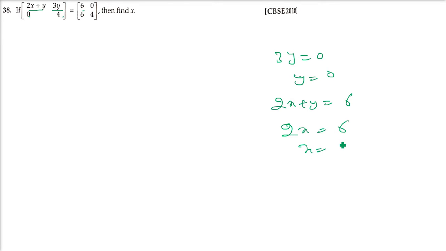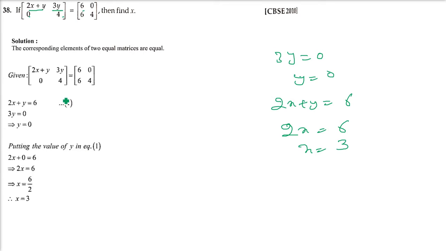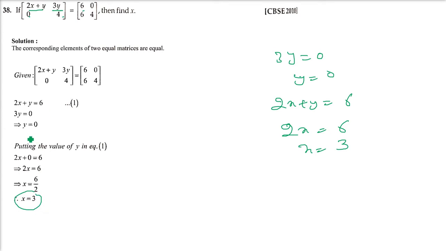Okay, we have to find x. See, 3y is equal to 0, so y is equal to 0. 2x plus y equals 6. Since y is 0, 2x equals 6. Divide both sides by 2, you get x equals 3. So y is 0 and x is 3. So this is how you have to write also.